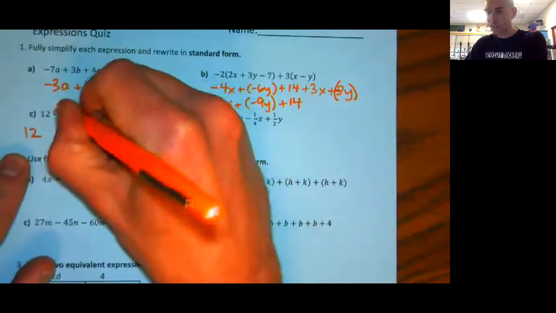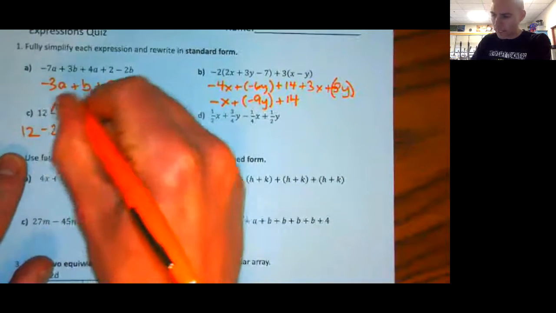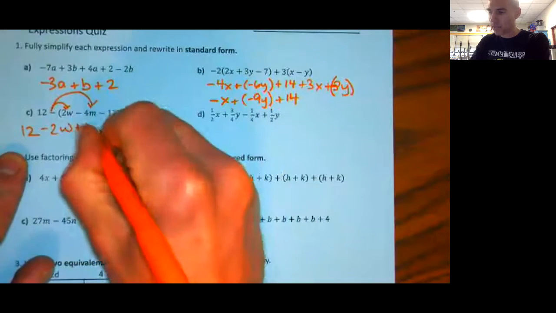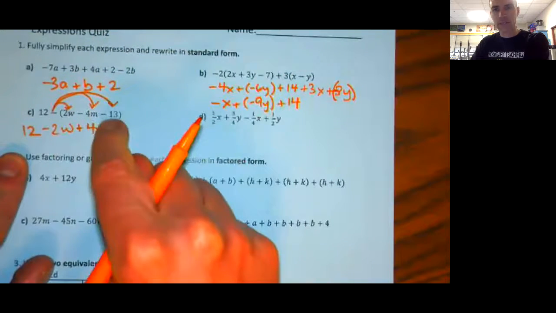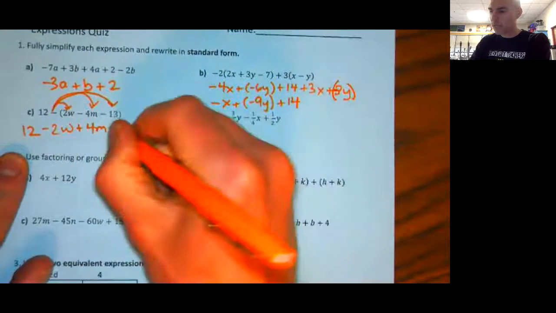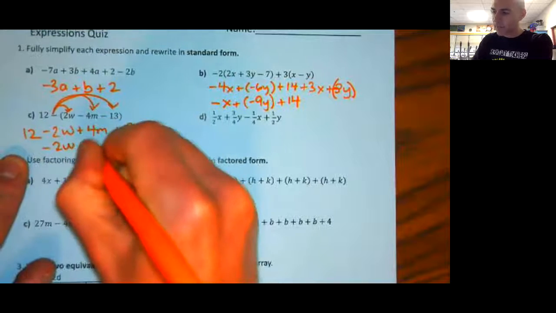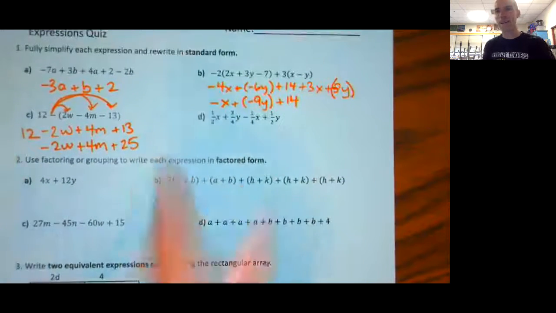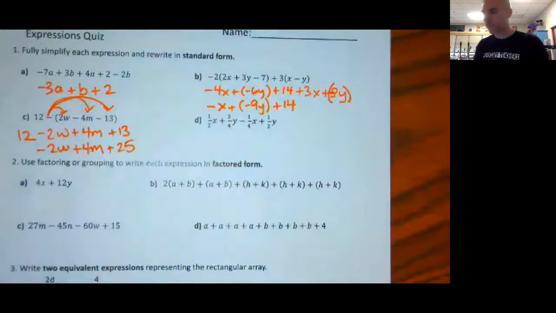The negative sign touches the 2w and becomes minus 2w. The negative sign touches this minus 4m and becomes plus 4m. And the negative sign touches this negative 13 or minus 13 and it becomes plus 13. And now I can add the 12 and the 13 and get 25. Got a lot of negative ones out there because people didn't change that minus 13 to plus 13.